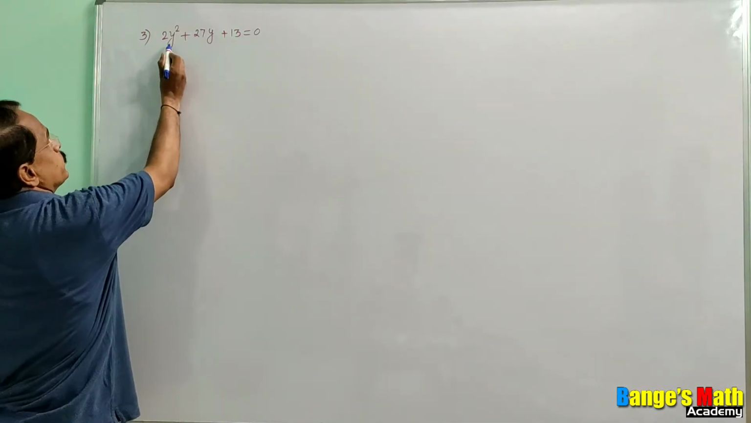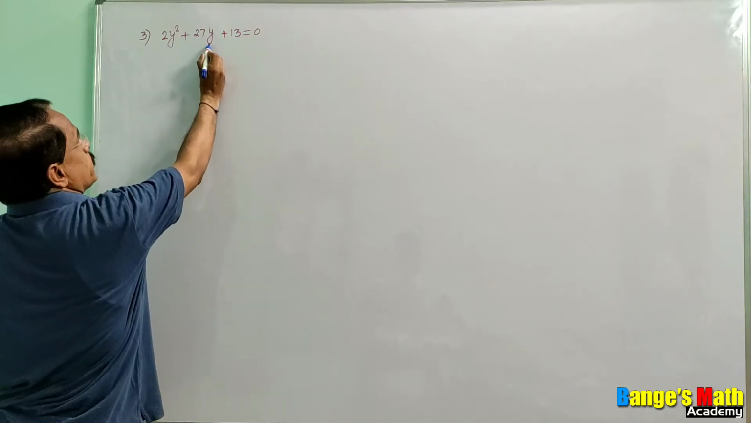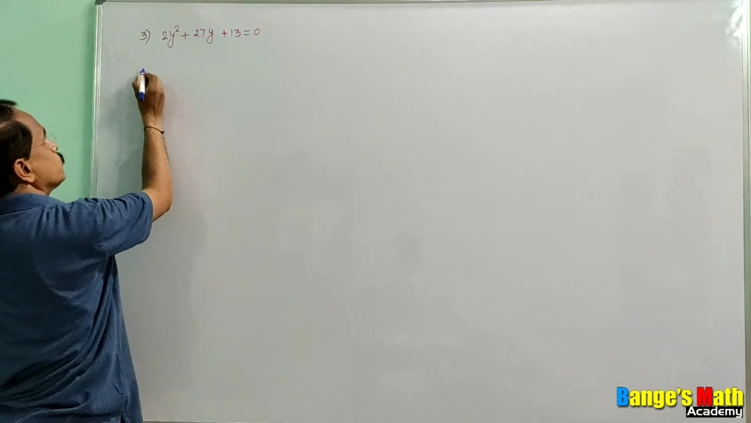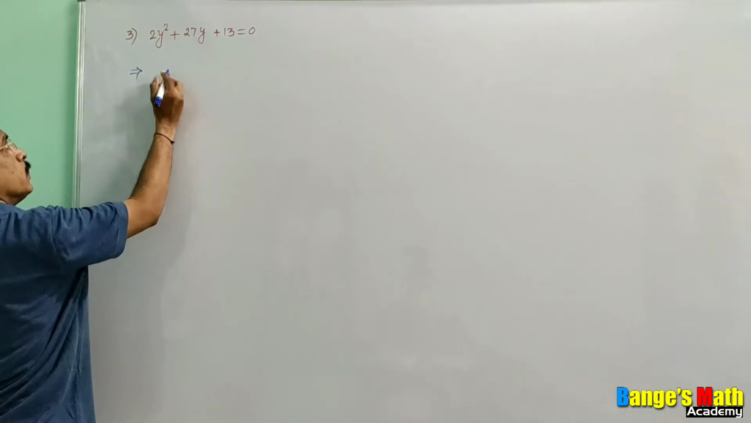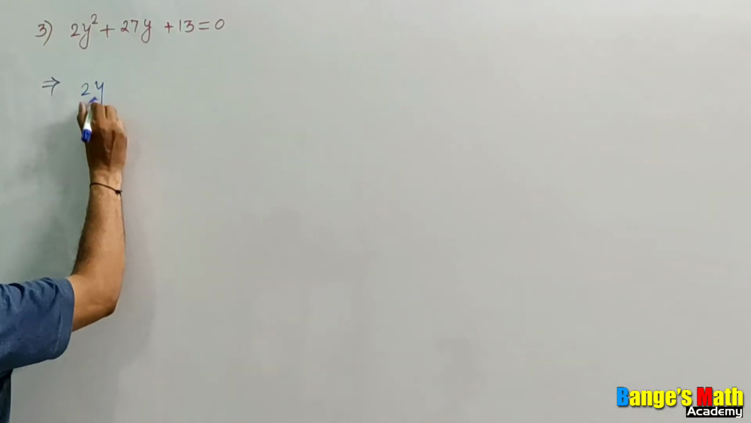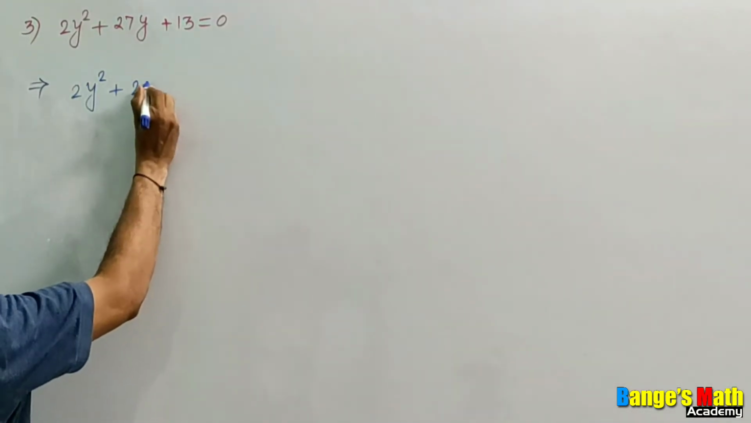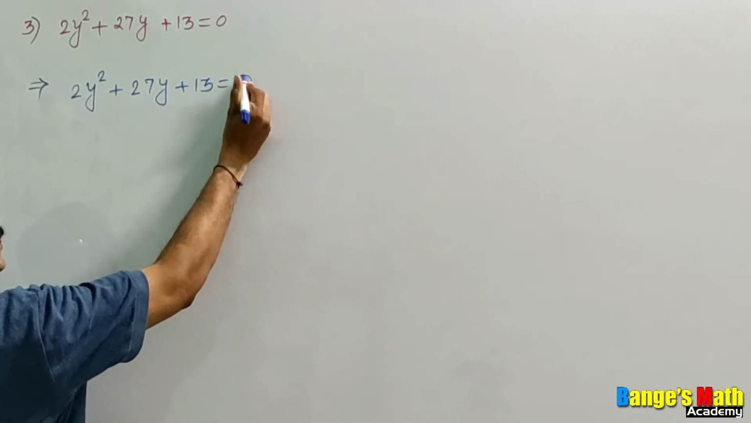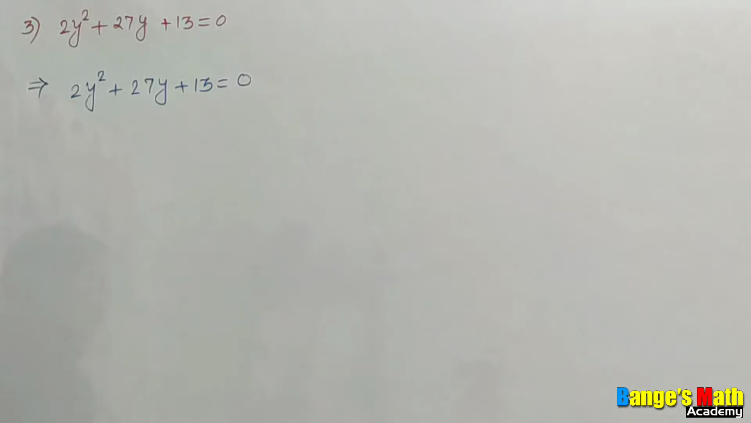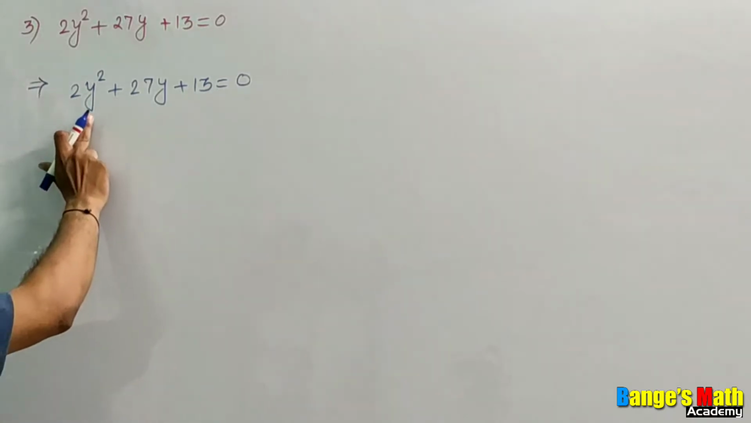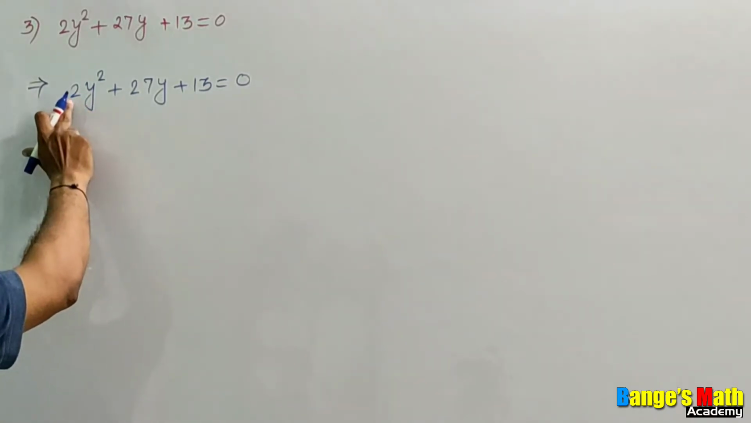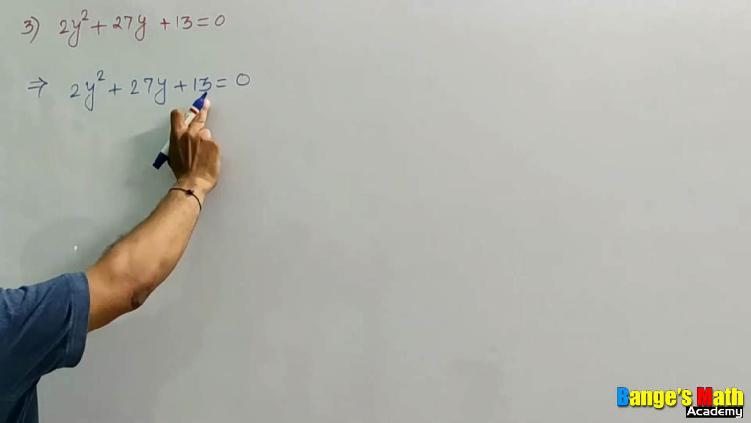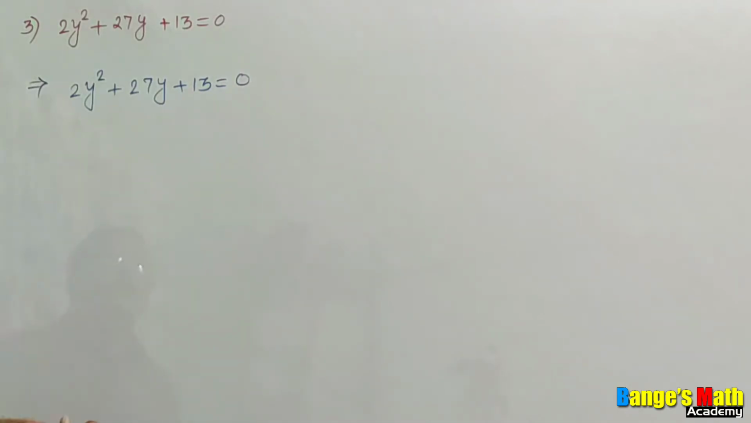Third example, 2y square plus 27y plus 13 is equal to 0. Write down the given example as it is, 2y square plus 27y plus 13 is equal to 0. We have to find the roots of the given quadratic equation. See here, the coefficient of the quadratic term is 2 and the constant term is 13.